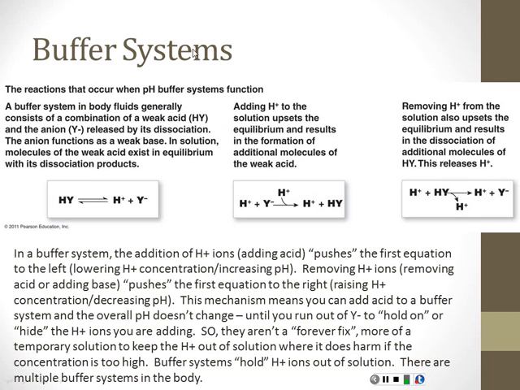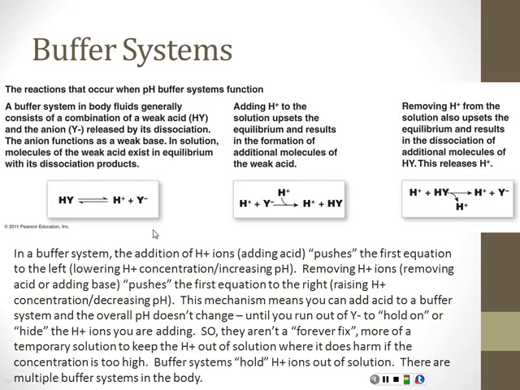Essentially, a buffer system is an equilibrium reaction that involves what we call a weak acid and its salt. A salt is just two ions put together. Here we've got HY, and it can break down into H plus and Y minus. The whole point of having a buffer system is that you can add hydrogen ions or take hydrogen ions away, and the pH of that solution doesn't change.